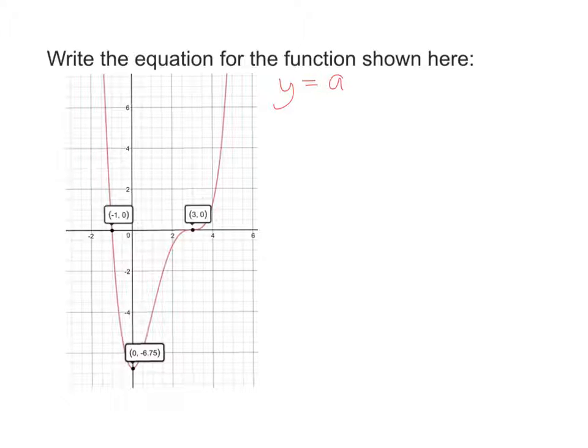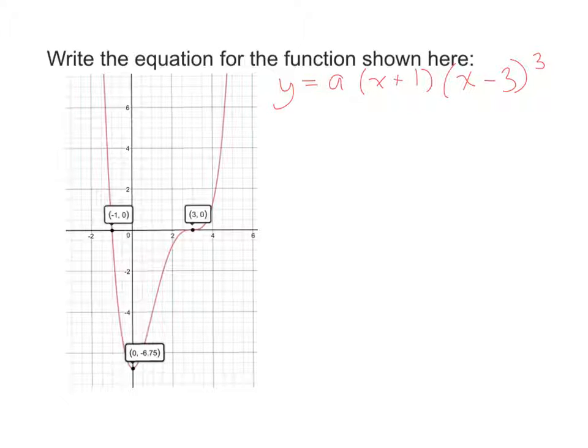My zeros are -1, so that gives me a factor of x plus 1. What's the multiplicity of that one? 1, because it's just going straight through. And then I have another 0 of 3, so x minus 3. And what's the multiplicity of that one? 3. Because it looks cubic at that point. It switches its concavity there. So that gives me something that's fairly close to the equation. I just need to figure out what that A value is.